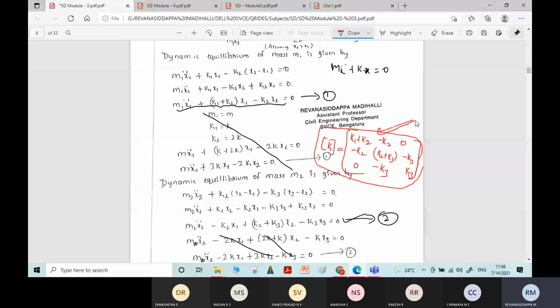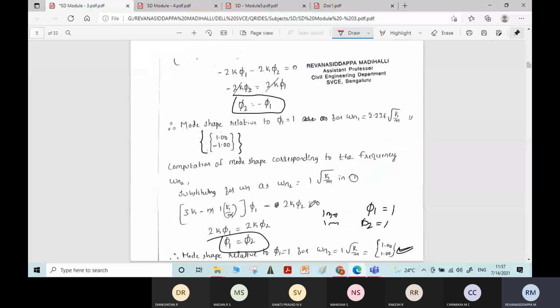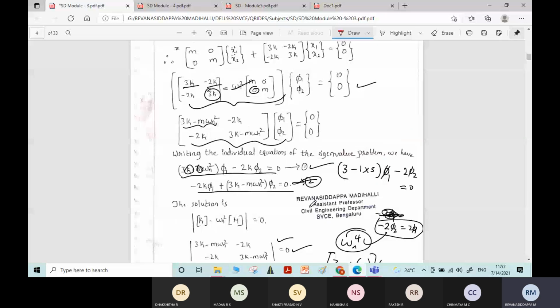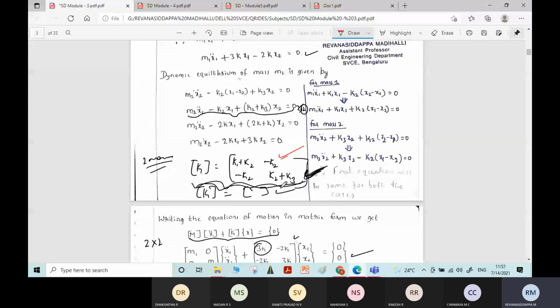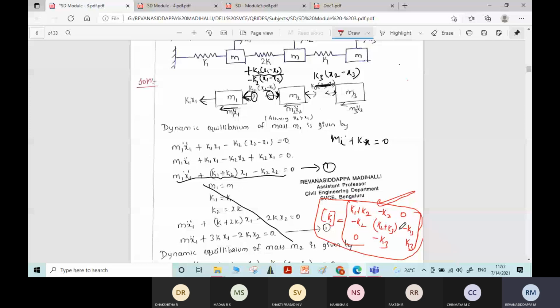For the 2 mass problem, the standard matrix is which one? Yes, it is written here. You remember this matrix: k1 plus k2, minus k2; minus k2 and k2 plus k3. For the 3 mass problem, you need to remember this matrix. Now k1, k2, k3 values are known: k1 is equal to k, k2 is equal to 2k, k3 is equal to k. If you substitute, finally you will get this matrix.